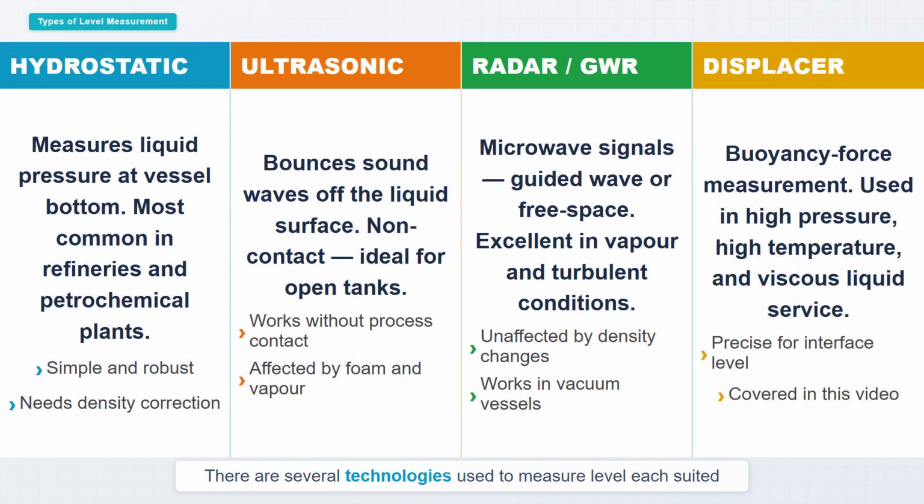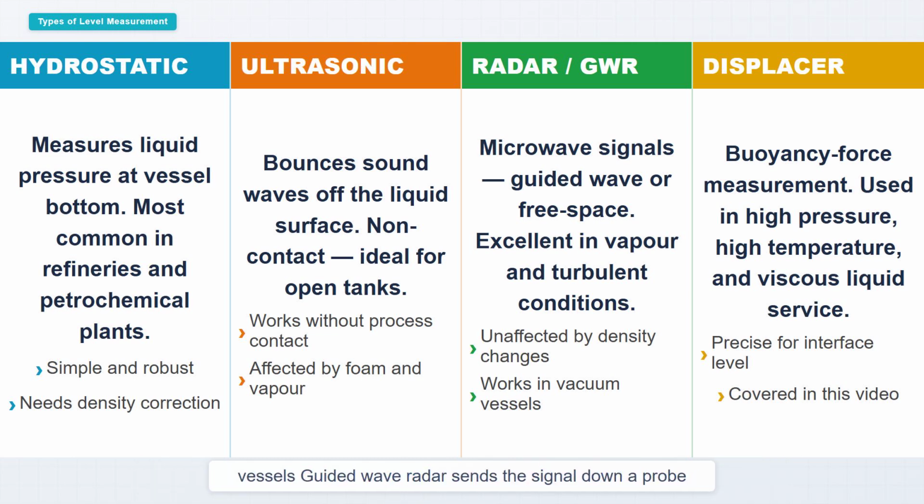There are several technologies used to measure level, each suited to different applications. Hydrostatic level measurement uses pressure to infer level, the most common type in refineries and petrochemical plants. Ultrasonic transmitters bounce a sound wave off the liquid surface and measure the echo time. Radar transmitters do the same using microwave signals, making them excellent for vapor-filled or turbulent vessels.